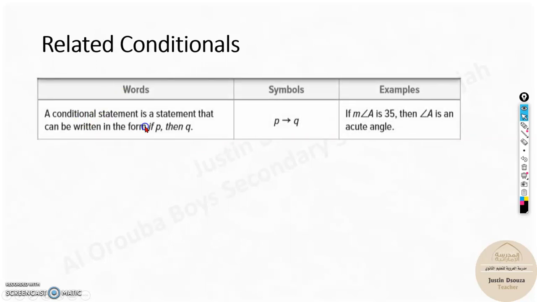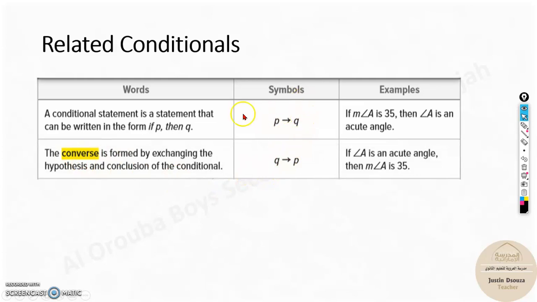Any conditional statement can be written in if-then form. We had seen this if-then form already in the previous video. Now, P and Q are two statements. Let's see an example. If measure of angle A is 35, then angle A is an acute angle. This makes sense because less than 90 degrees will be an acute angle.